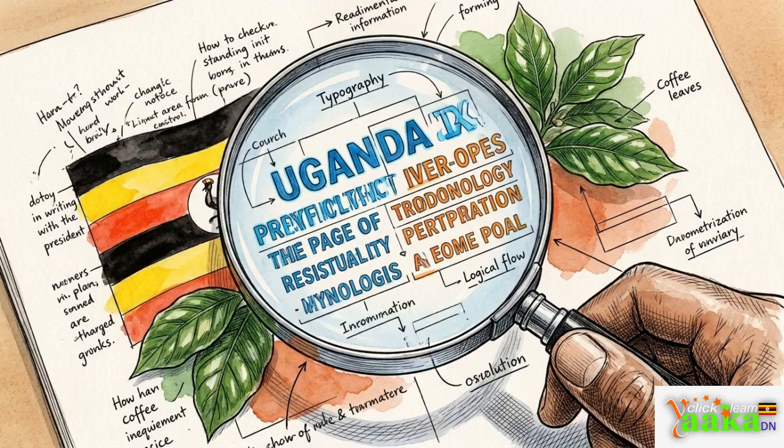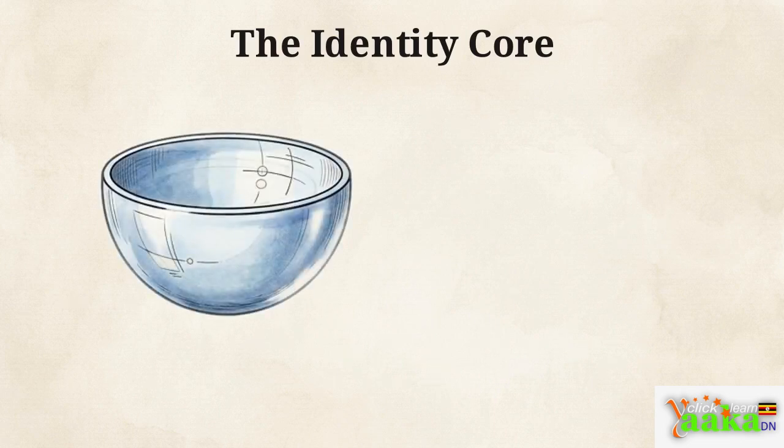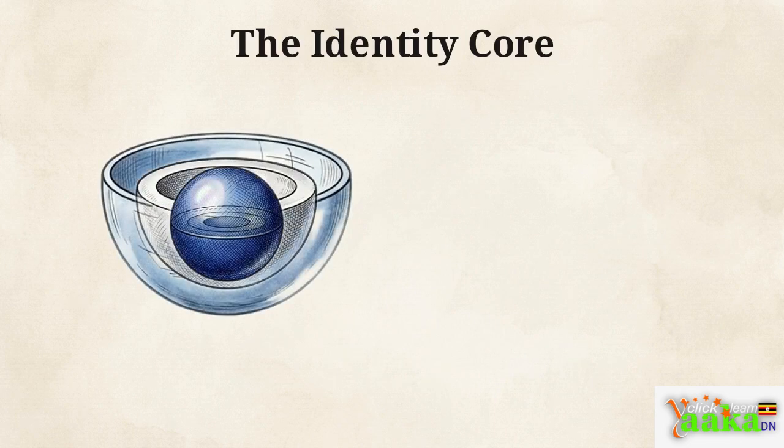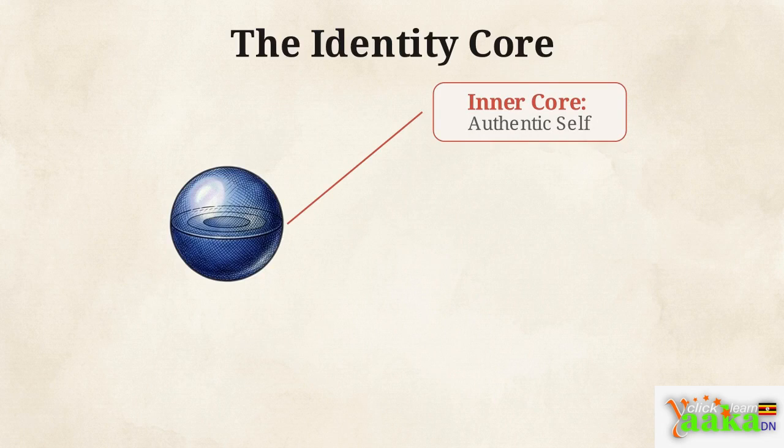Graders reward depth, meaning you have to move past surface-level complaints and locate the exact source of your frustration. We can visualize this using the 3D diagram on screen, which we call the identity core. Think of your identity like an onion, divided into three distinct layers that help you pinpoint exactly where your internal friction originates. At the very center is your inner core, representing the authentic self. This is who you are when no one else is watching, your private passions and quiet convictions, like a deep love for the digital arts or writing.